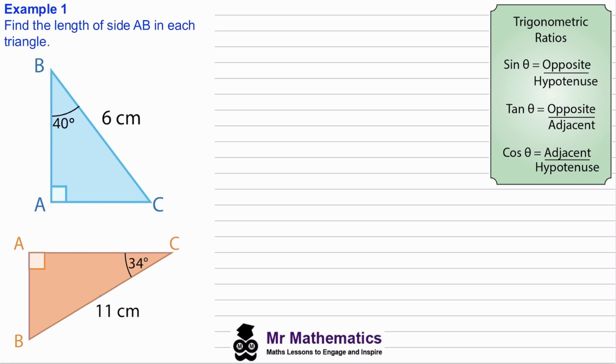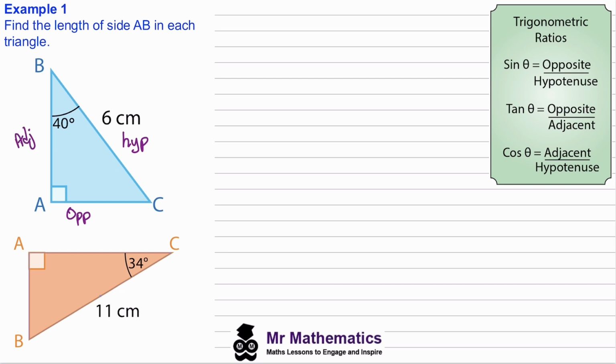And to identify which of these ratios we need to use, we need to label the sides in respect of the angle. So we can see that the length A to C is opposite this angle. So we call this the opposite side. We know the hypotenuse is opposite the right angle. So we'll call this the hypotenuse side. And the length between the known angle and the 90-degree angle we call the adjacent.